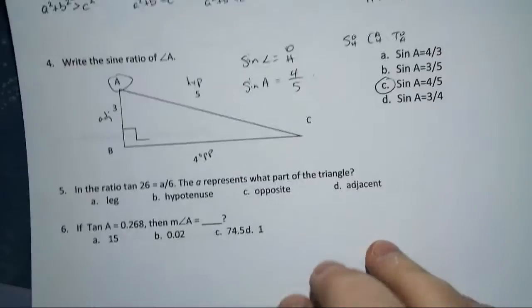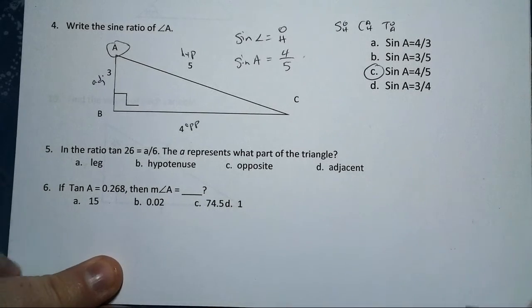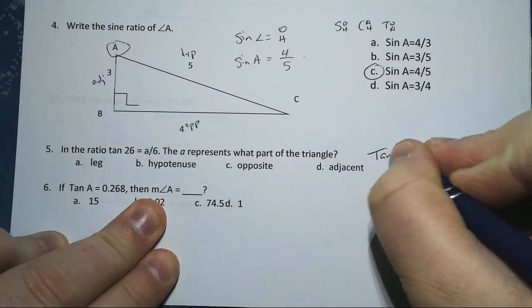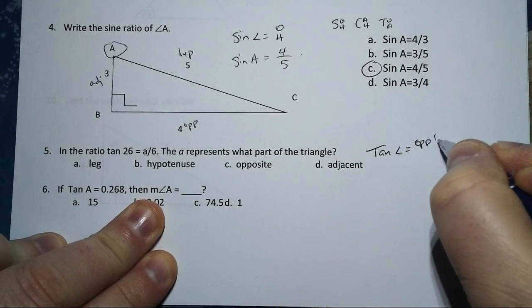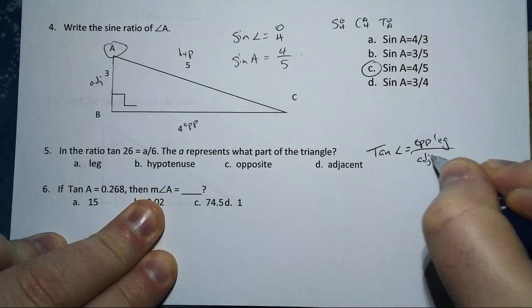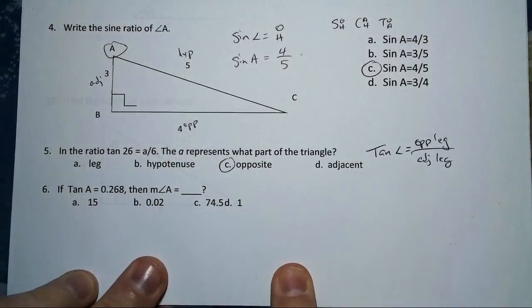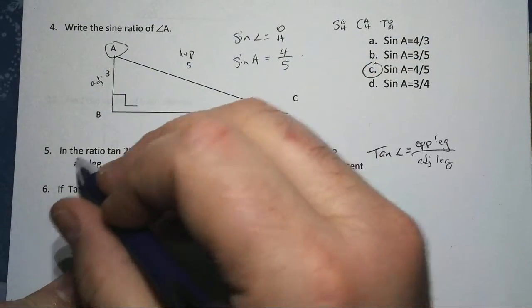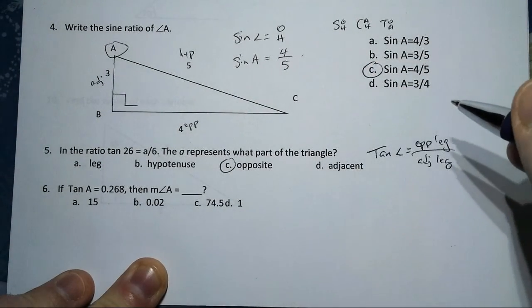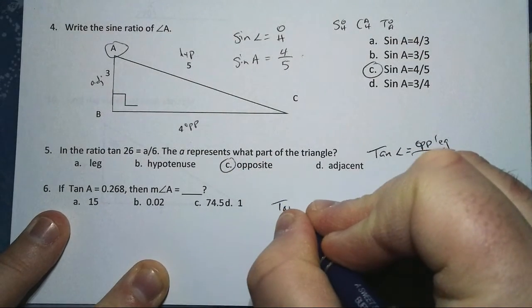All right, for number 5. If the ratio of the tangent of 26 is A over 6, A represents what part of the triangle? Just remember, the tangent of the angle is equal to the opposite leg over the adjacent leg. So here, the top part is the opposite, so that's what we're going with. We could also go with the leg, but I would go with opposite here. Interesting question there.